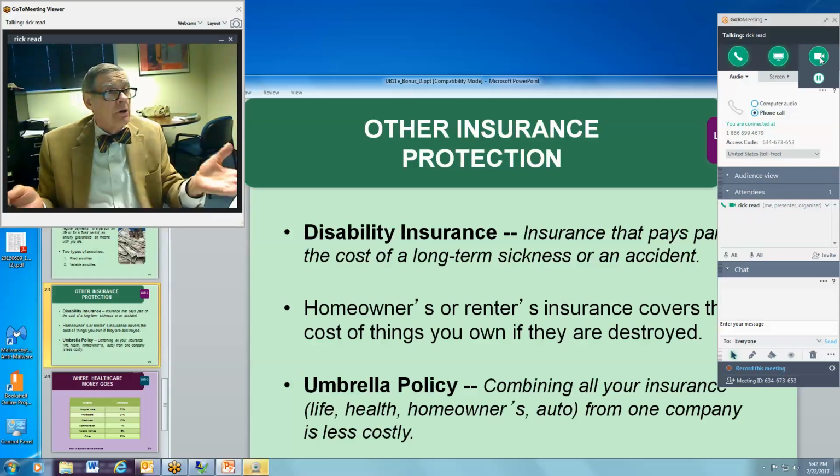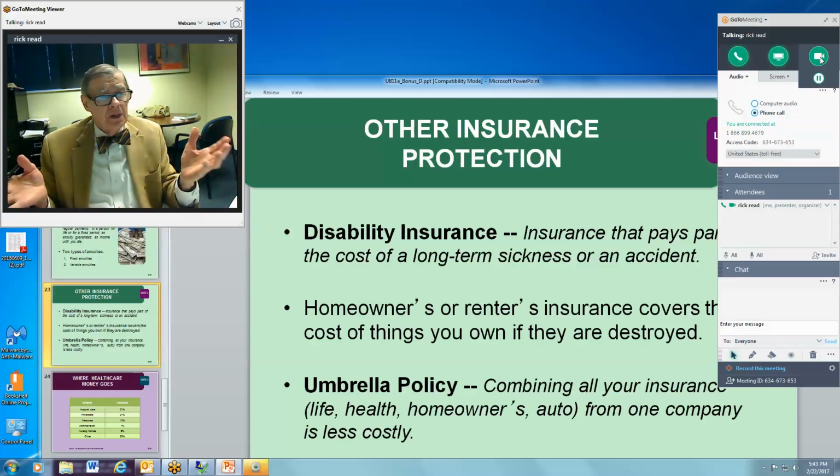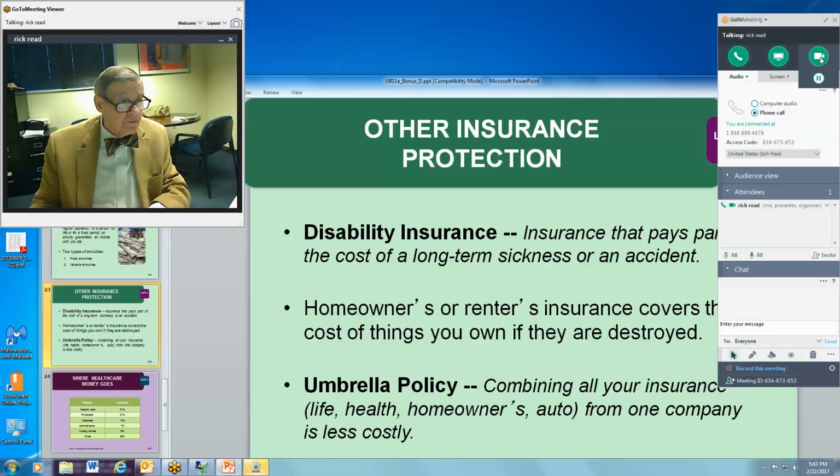Disability insurance, exactly what it says. It pays long-term for sickness or disability. For the most part, it won't make up your loss of salary, but it will give you a percentage of it. Homeowners and renters insurance, we know what that is. We've talked about it before. And then umbrella policy is what it says. It covers a multitude of things: life, homeowners, auto, etc.